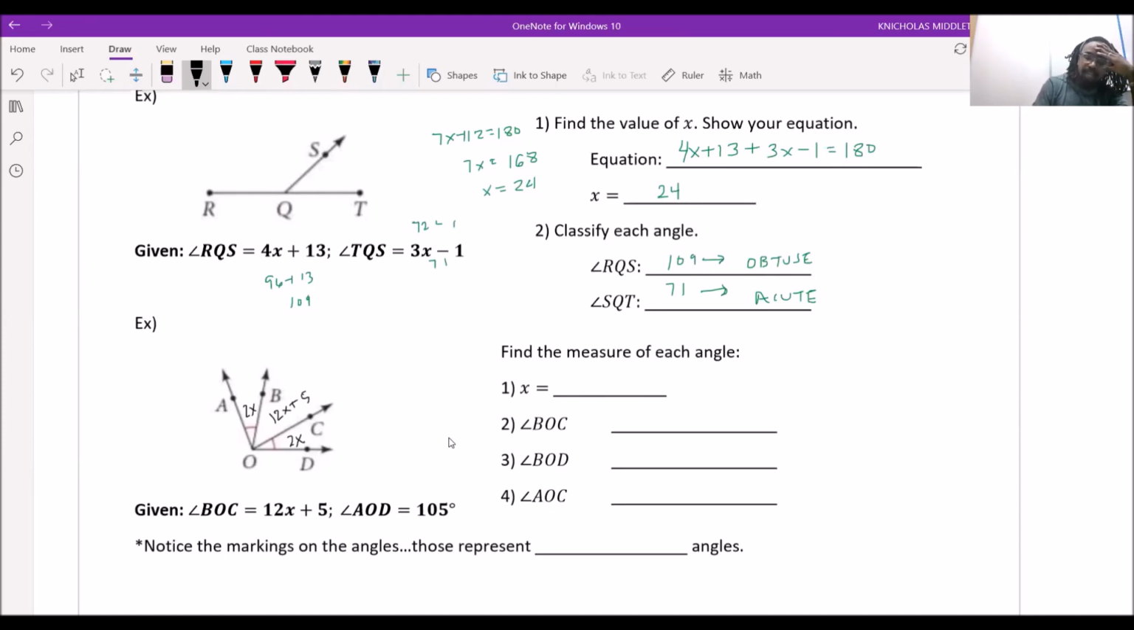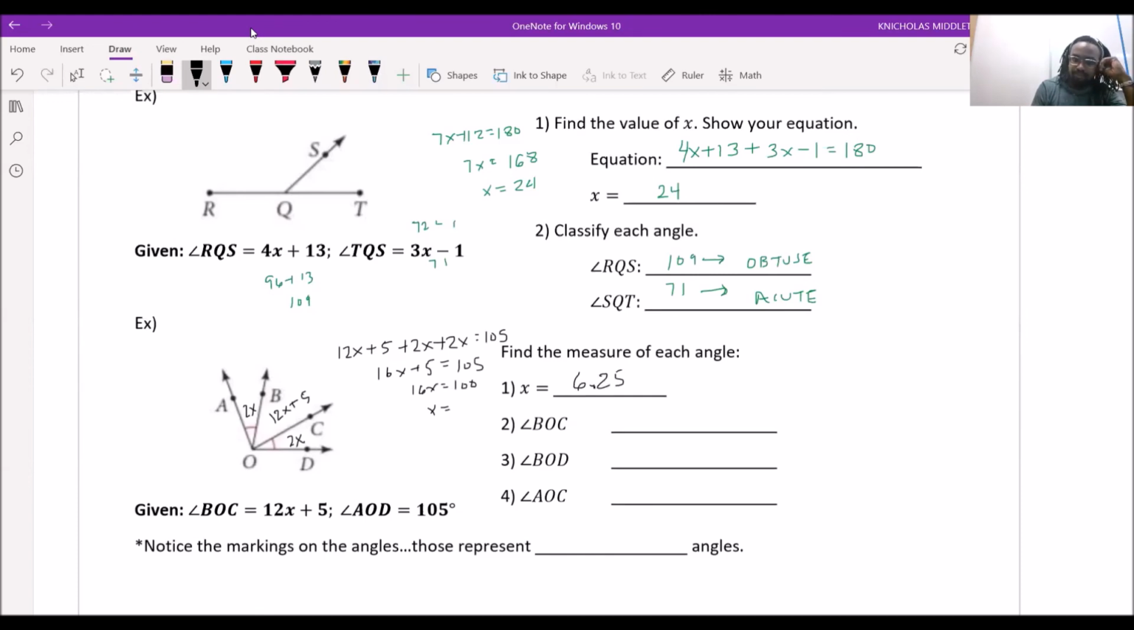Now I can use my angle addition postulate, which says that 12x plus 5 plus the 2x's should equal the whole thing, which they told us is 105. We add all this together and get 16x plus 5 equals 105. 16x equals 100, and x should be 100 divided by 16, which I'm going to use a calculator for. That gives me 6.25. So x is 6.25.